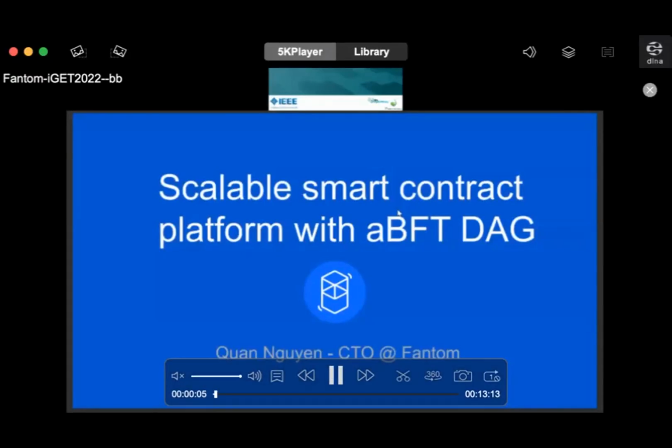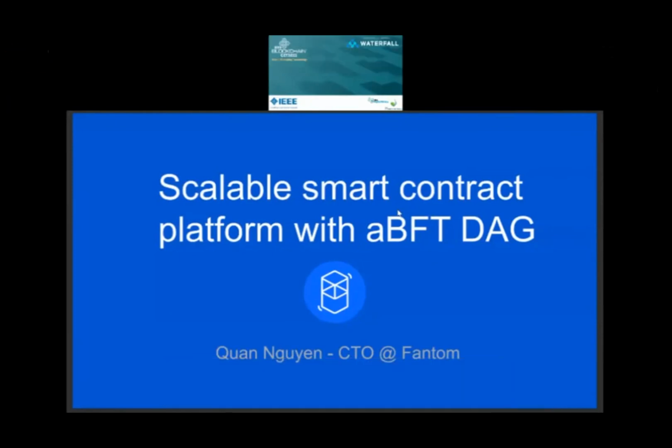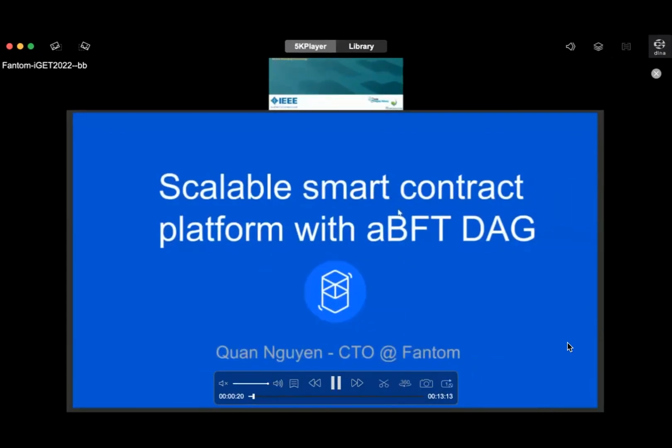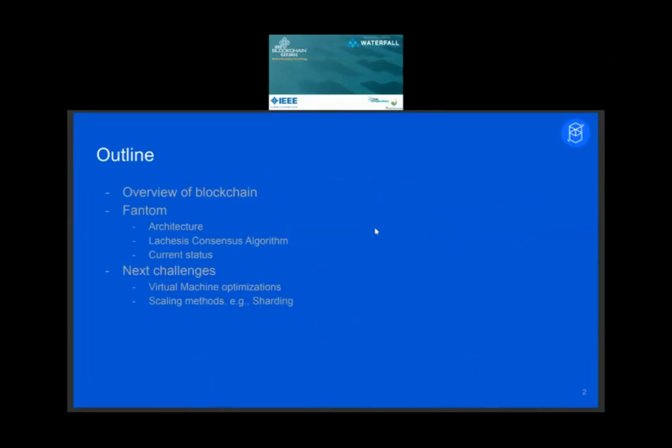To make an introduction to you about Phantom technologies and the progress we make so far. My talk today is Scalable Smart Contract Platform with Asynchronous BFT DAG. Here's an outline of my talk. I will cover a quick overview of blockchain and its application. Then I will introduce Phantom and the current status of the Phantom Opera Network. Then in the last part of my talk, I will give a brief overview of a few challenges that we are investigating, such as virtual machine work and scaling methods such as sharding.